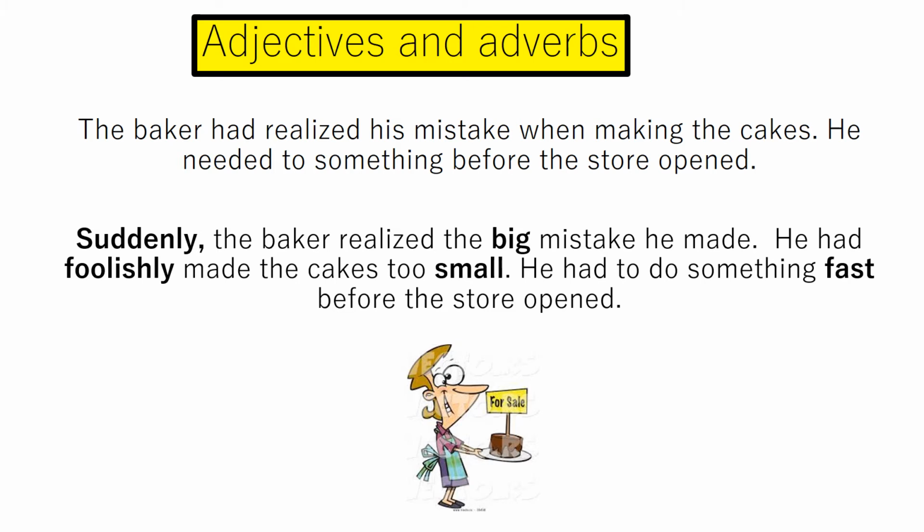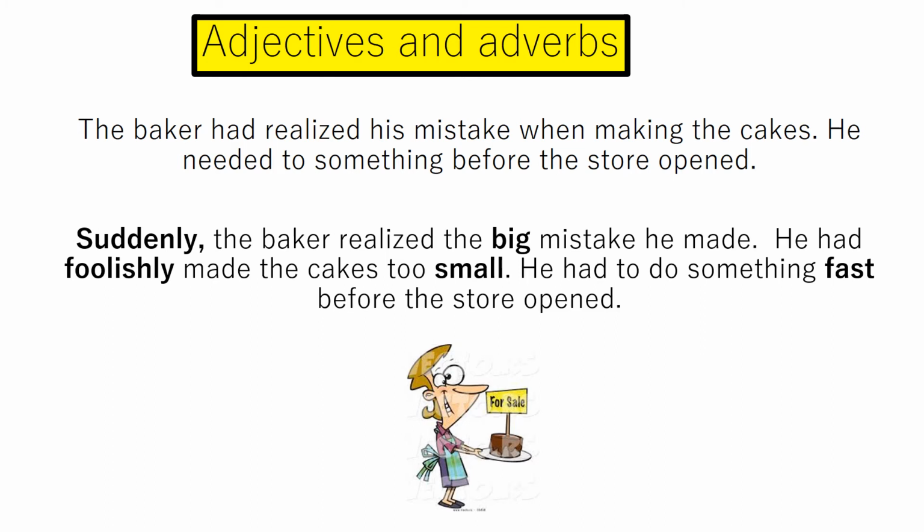Suddenly, the baker realized the big mistake he made. He had foolishly made the cakes too small. He had to do something fast before the store opened. Okay, so just thinking and reflecting on how you can improve the quality of your answers using those to help you do that.